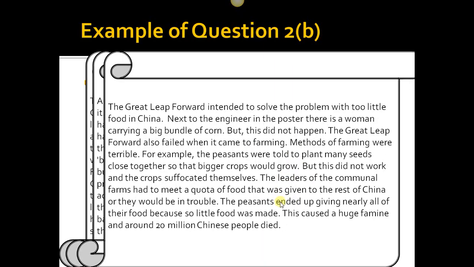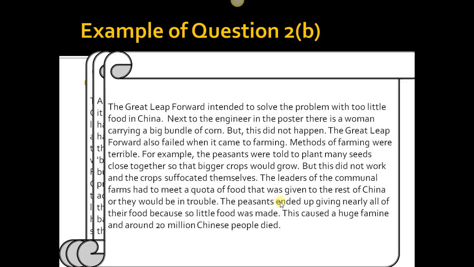The Great Leap Forward intended to solve the problem of too little food in China. Next to the engineer in the poster, there is a woman carrying a bundle of corn, but this did not happen. The Great Leap Forward also failed when it came to farming. Methods of farming were terrible. For example, the peasants were told to plant many seeds close together so that bigger crops would grow, but this did not work and the crops suffocated themselves.